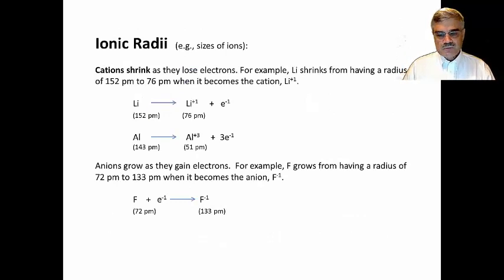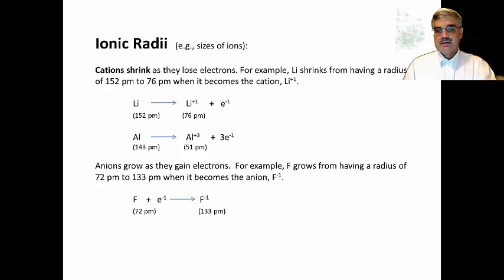Now, we talked about the ionic radii of the elements. Let's talk a little bit about what happens to the size of elements or atoms when they become an ion. In general, cations shrink when they lose electrons. Anions swell or grow when they gain electrons. And that actually makes some sense, doesn't it?